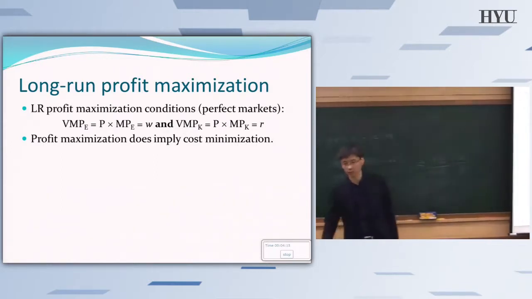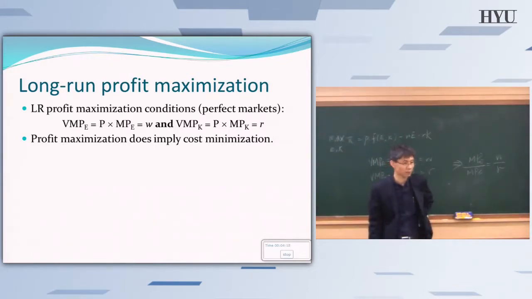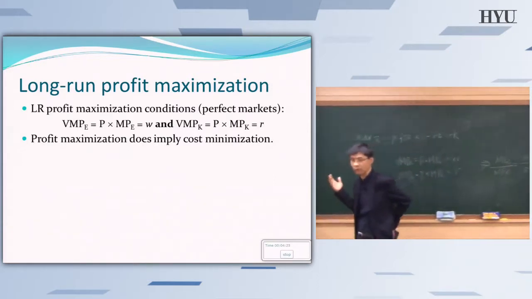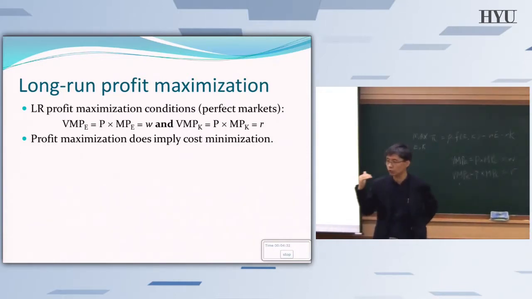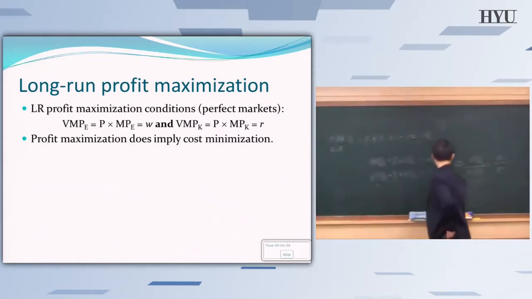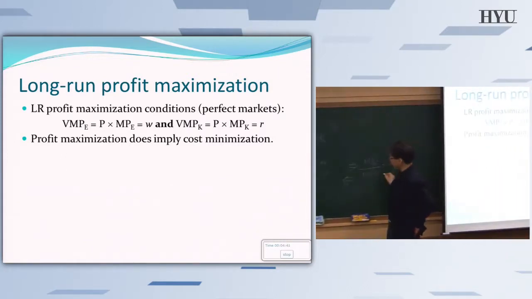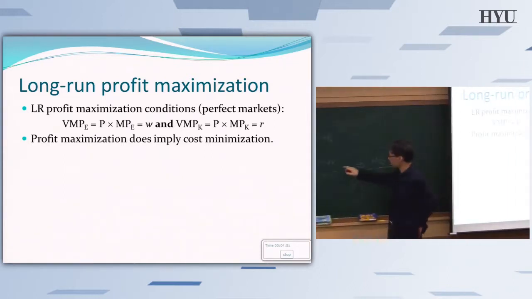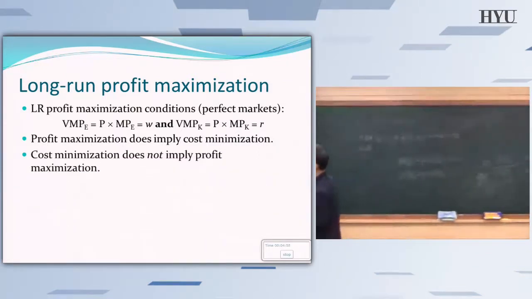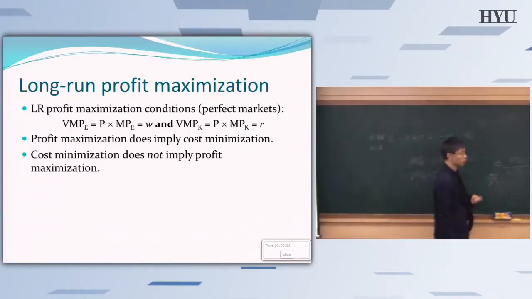Obviously, if you do not minimize the cost, you cannot maximize the profit. That is obvious. Intuitively this must be quite obvious. Okay? So to maximize profit, whatever level of output you choose, you should minimize the cost. If not, you are not maximizing the profit. But does this imply the reverse? This cannot be, right? Because even if this condition is satisfied, these two equations may not be satisfied, okay? So what it means is cost minimization does not imply profit maximization.